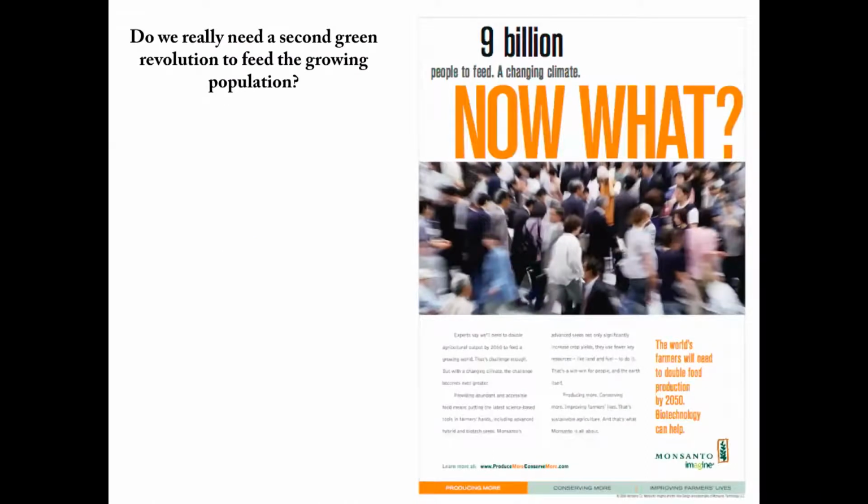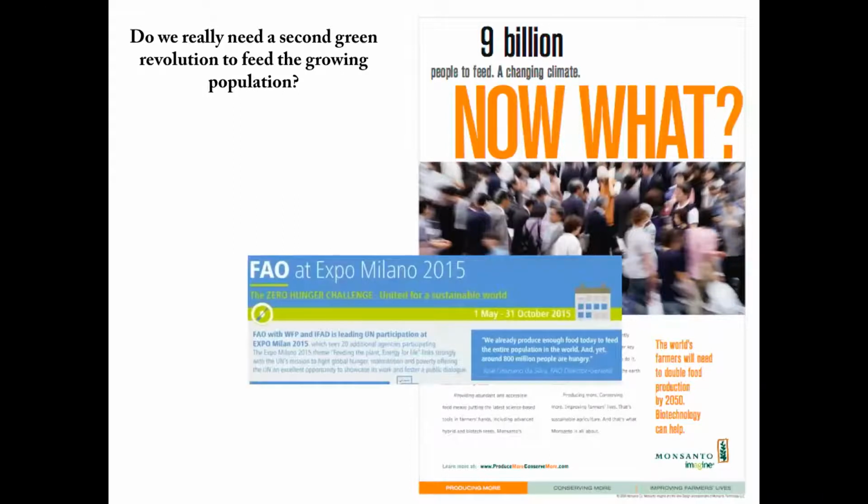But looking at this problem, do we really need, as I said before, a second green revolution to feed the growing population on the planet, as many multinational companies are promoting? Well, the FAO says that it is not needed, because we are already producing enough food today to feed the entire population of the world. But yes, we still have 800 million people hungry. Basically, it's the same number as we had in the 70s. So nothing has changed. Just the population of the planet is growing, but the people greatly suffering are more or less the same, and I would say more or less in the same regions of the planet.